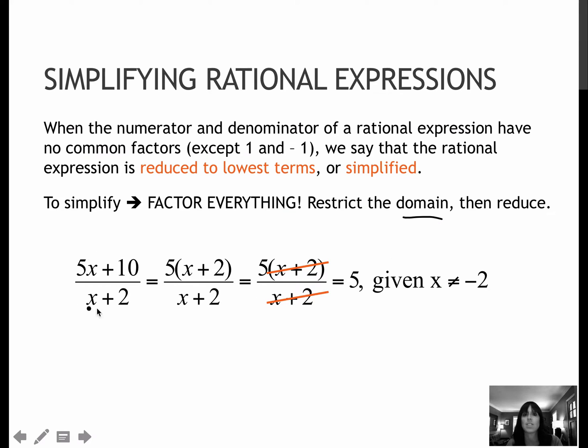So notice here, this is a very simple example. 5x plus 10 over x plus 2, I would factor the numerator into 5 times the quantity of x plus 2. And then notice I've got an x plus 2 as a factor on top and on bottom, which can cancel. So if I reduce it, my result is 5, but I still can't have a negative 2 because if I plug a negative 2 in, that gives me 0 as a denominator.